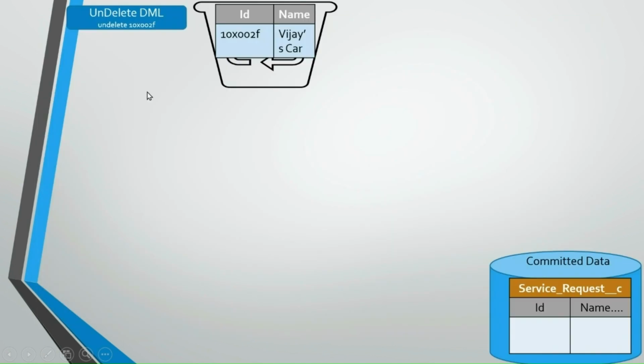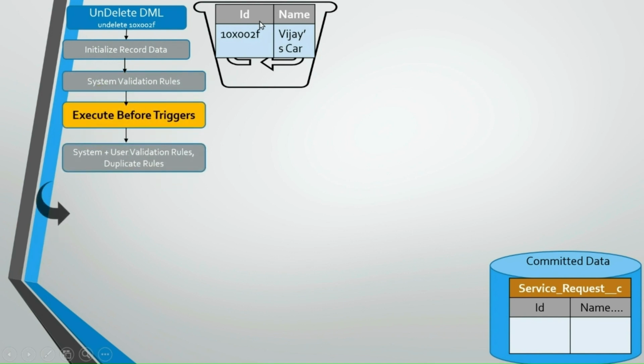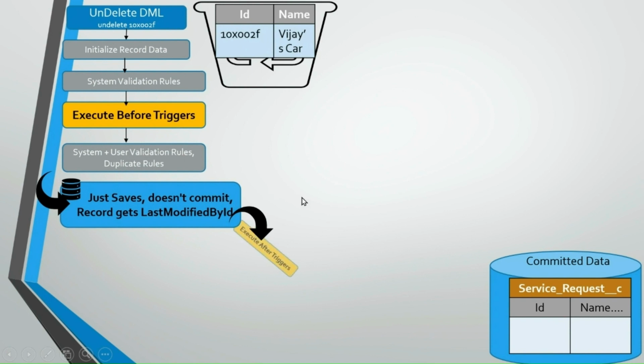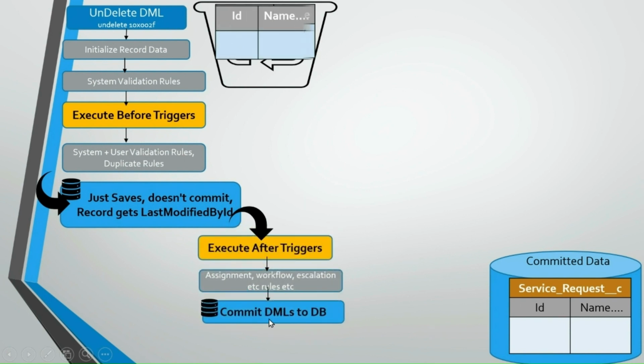Here this is the deleted data which resides in the recycle bin. When you perform undelete with this ID, Salesforce is going to fetch this data from the recycle bin and commit it to our database. So let us see the order of execution. The order of execution is going to be the same. Only thing is it takes the input from the recycle bin and it saves here, but it is not yet available in the DB. Only at the commit you will see the changes in the DB. Now after commit, the record has reached the DB and it is being removed from the recycle bin.